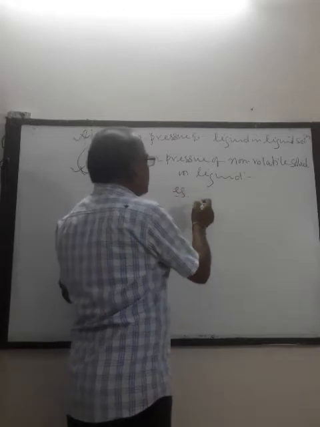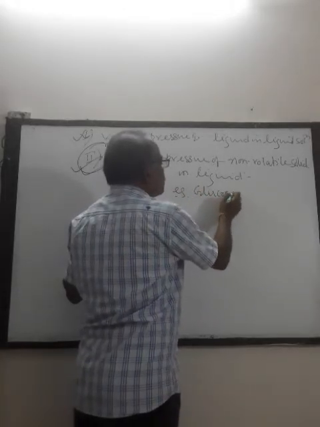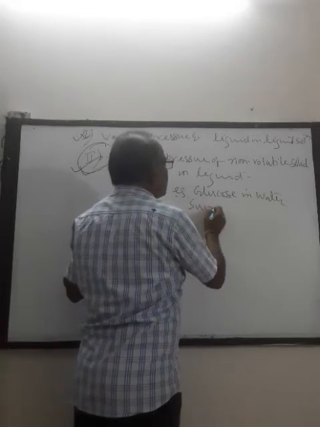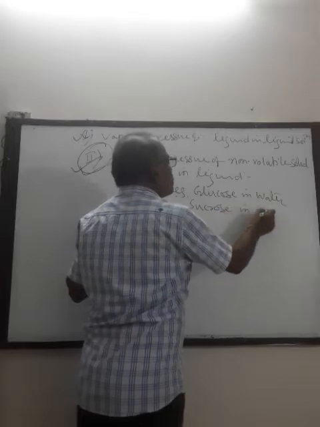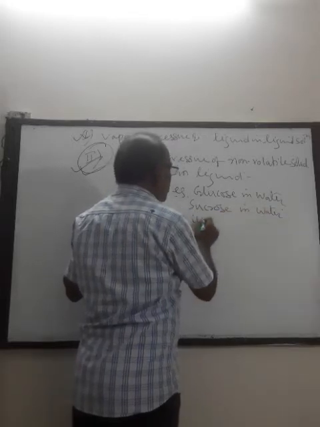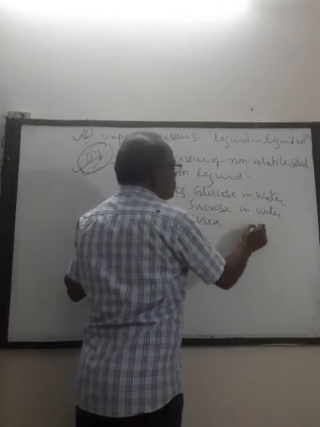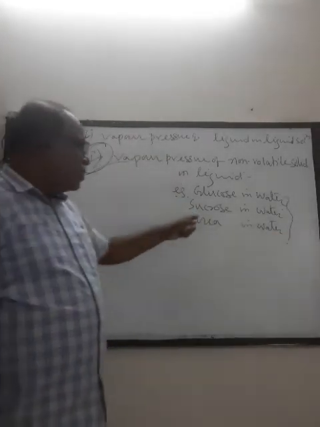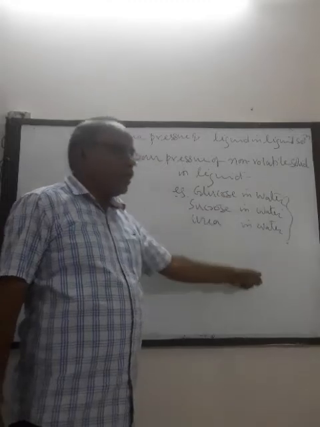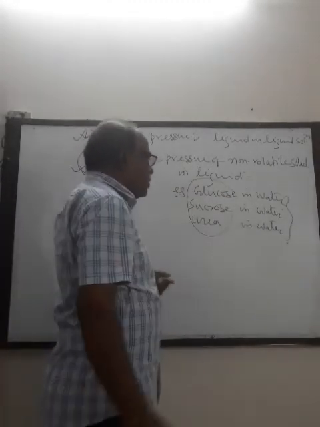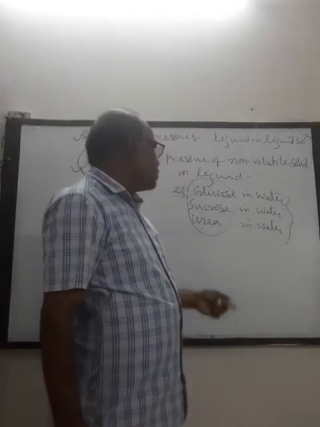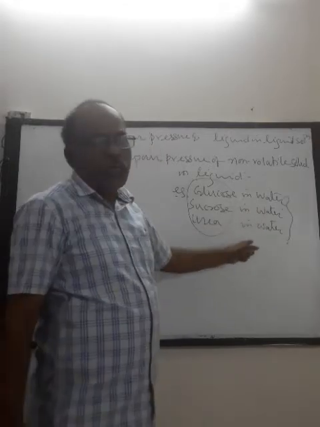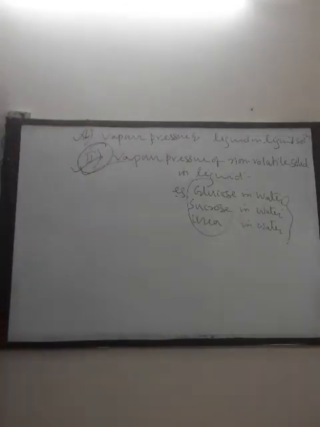Examples of such cases are glucose in water, sucrose in water, and urea in water. All these are examples of non-volatile solid in liquid. So these are non-volatile solids and these are liquids. So now we consider solid in liquid, and of course the solids are non-volatile.